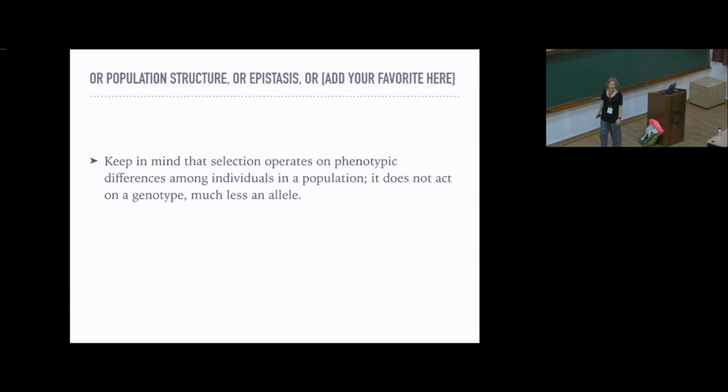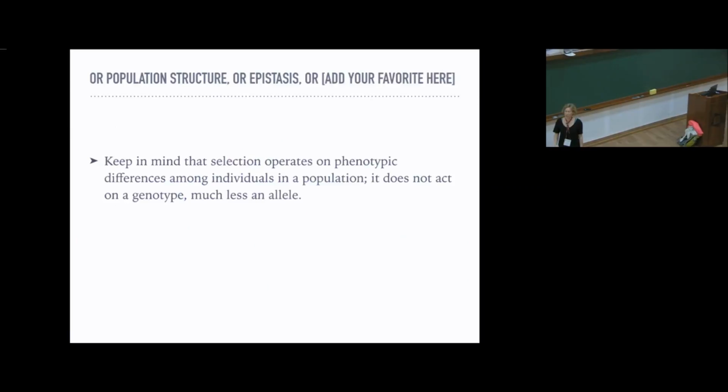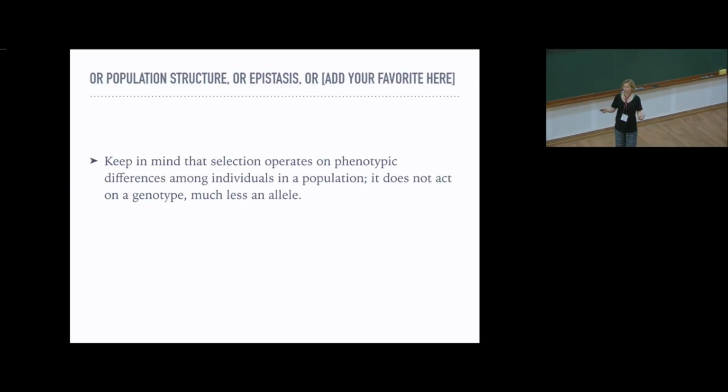And well, of course, we can make it more difficult by, for example, adding population structure, by adding epistasis, or your favorite other confounding factor that might happen in real populations. So for the purpose of my talk, but also in general, it's important to keep in mind that selection operates on these phenotypic differences, and not on a specific mutation or genotype. It will always come with a whole individual, right? And so that makes it so hard to distinguish between these things.